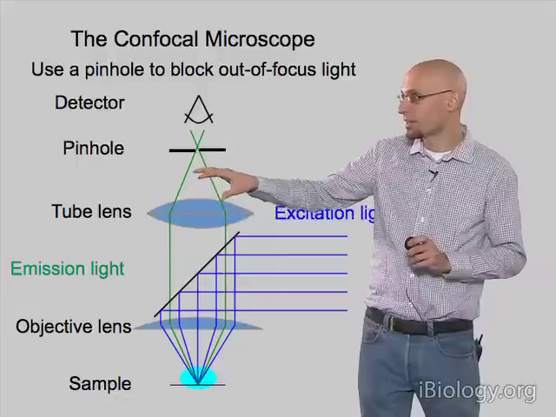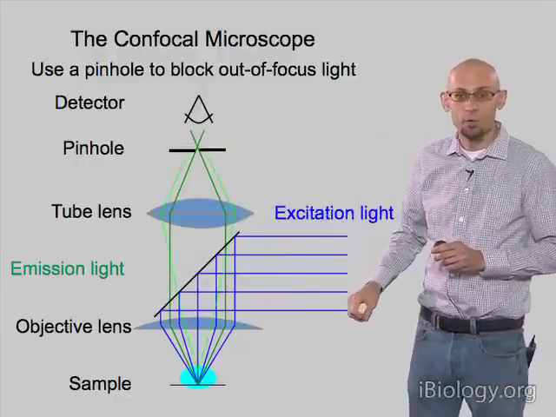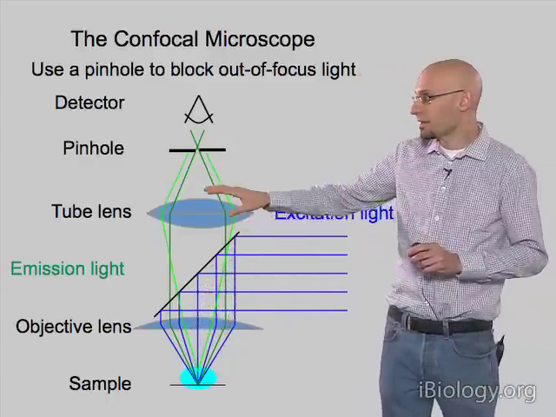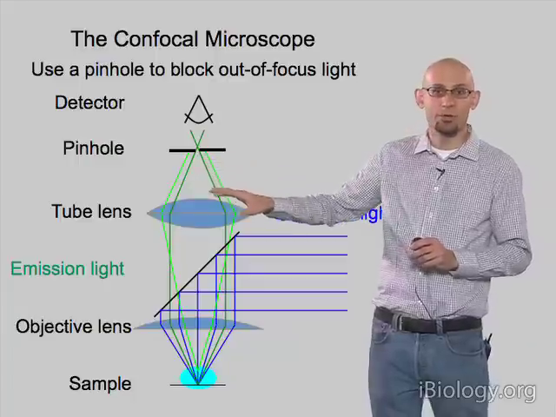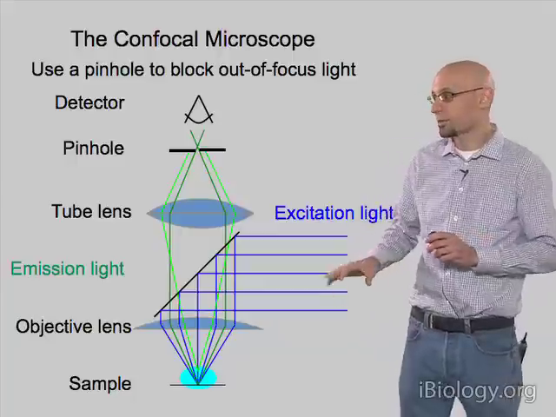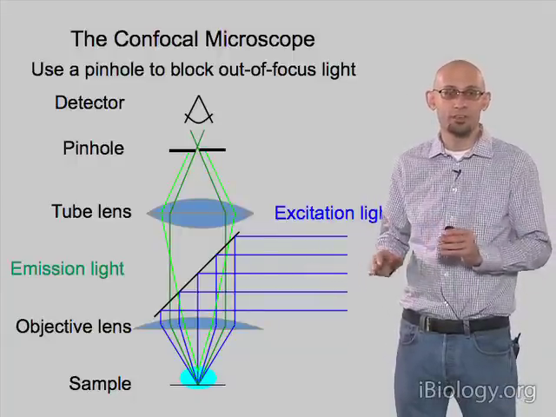So you can see here the in-focus light passes through the pinhole and arrives at a detector to be imaged, whereas light coming from this other focal point in the sample that's out of focus hits the sides of the pinhole and doesn't pass through and therefore is not detected by the detector. And so confocal microscopy uses this pinhole to block out-of-focus light and so give us an in-focus image of just a single optical section.